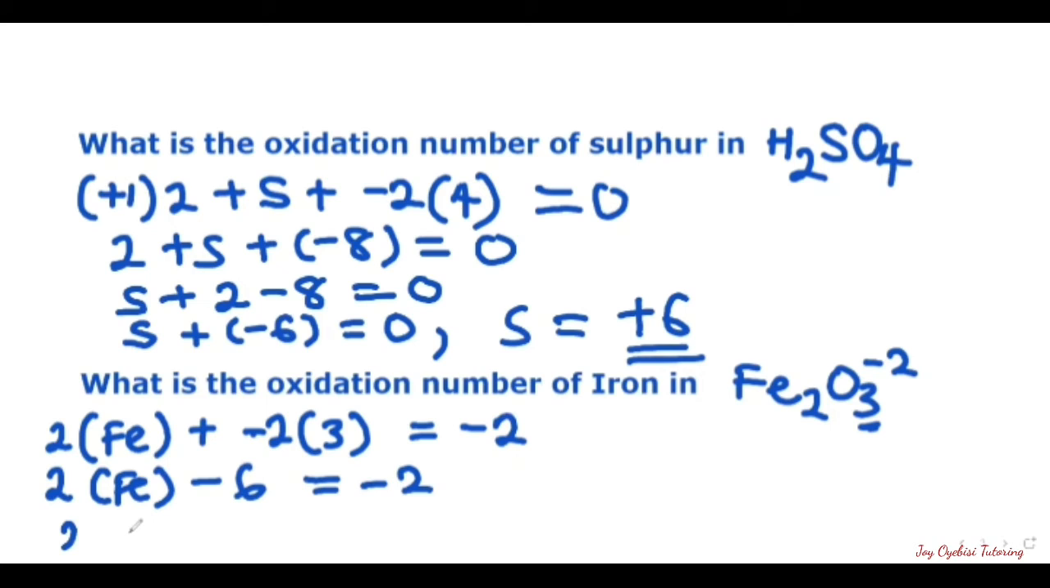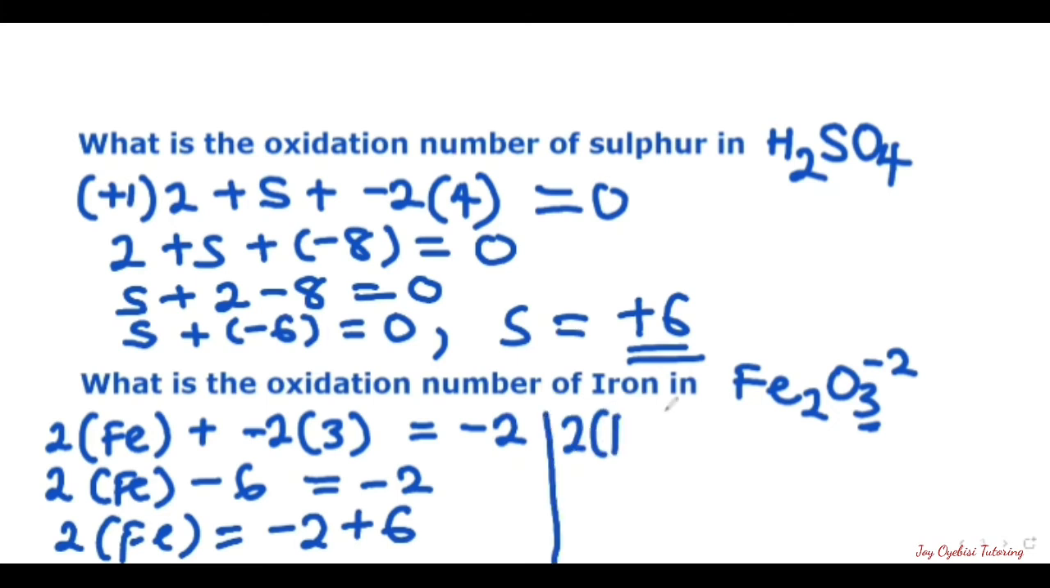This will then be equal to, this moves to this side, and you have, okay, so -6 will move to this other end and turn to plus. So you have plus 6 at this end. Now -2 plus 6 is going to give us 4. So you have this equals 4.